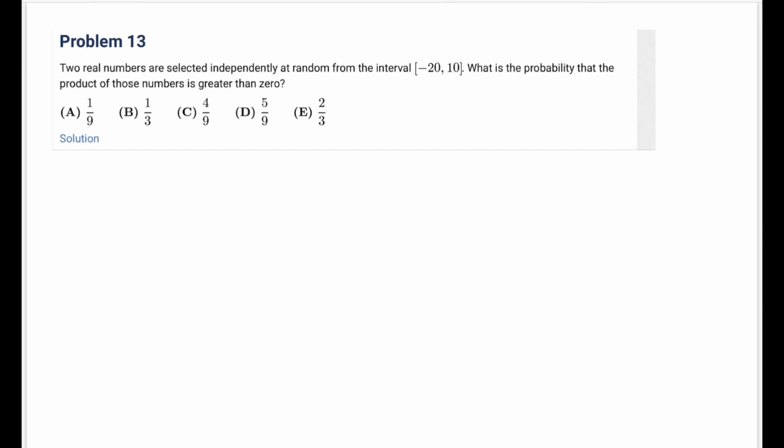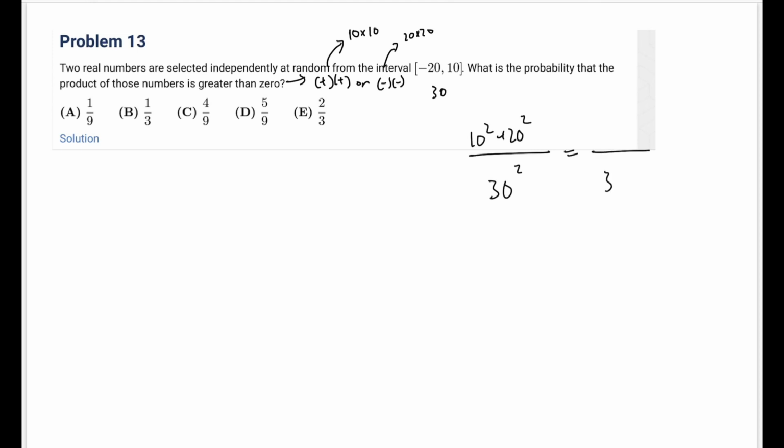So there are 30. So since two are selected, it's 30 squared. And then what is the probability that the product of those numbers is greater than 0? Okay, so then this should be plus plus or minus minus, right? And so plus plus, this should be 10 and 10, and this should be 20 and 20, right? Since it's minus 20 to 0. And so this would be 10 squared plus 20 squared. This would be 3 squared under 1 squared plus 2 squared. This is 9 under 5, so this is 5 over 9.